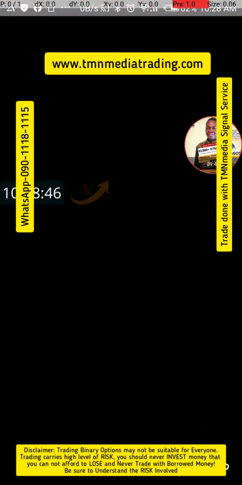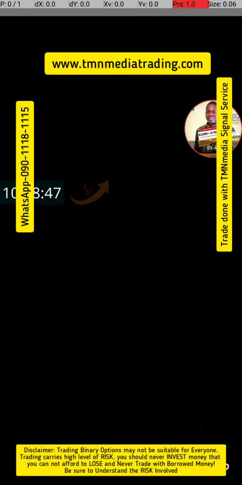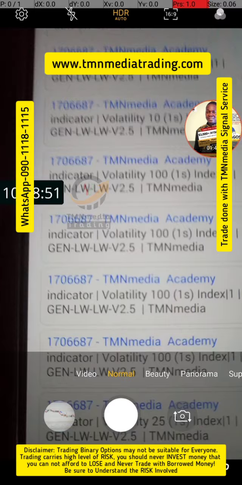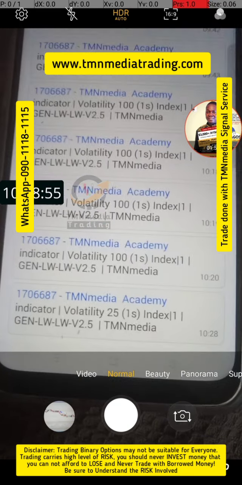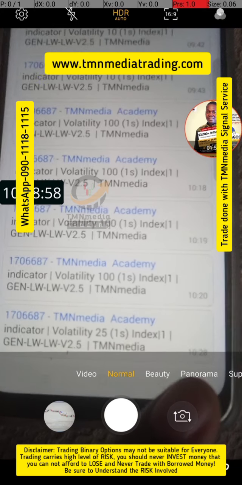Okay, my camera. All right, so this is the signal, right? Look at the bottom here, 28. So the time is 10:28. That's the one I just did right now. That's the signal I just traded. So is it possible for you to do this?